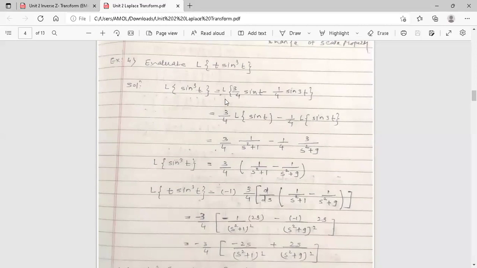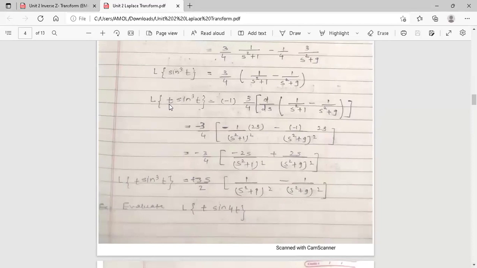Now separate both the terms. If you separate, it is 3 by 4 into Laplace of sine t minus 1 by 4 into Laplace of sine 3t. 3 by 4 as it is, Laplace of sine t is 1 upon s square plus 1, minus 1 by 4, Laplace of sine 3t is 3 upon s square plus 9. So we use the formula of Laplace of sine at. So Laplace of sine cube t is equal to 3 by 4 into bracket. 3 by 4 is common in both the terms, so take it common, and the remaining term is 1 upon s square plus 1 minus 1 upon s square plus 9. So this is the Laplace transform of sine cube t.